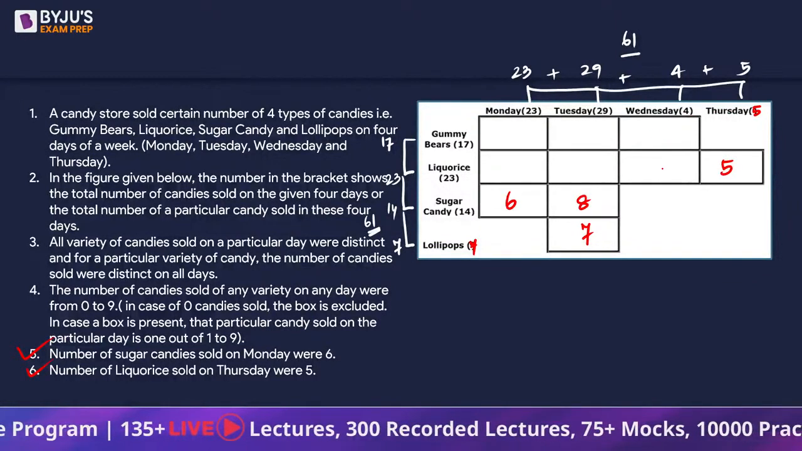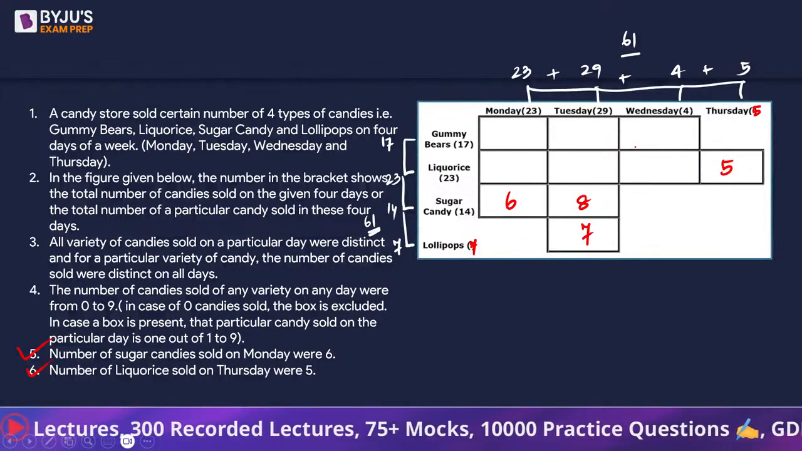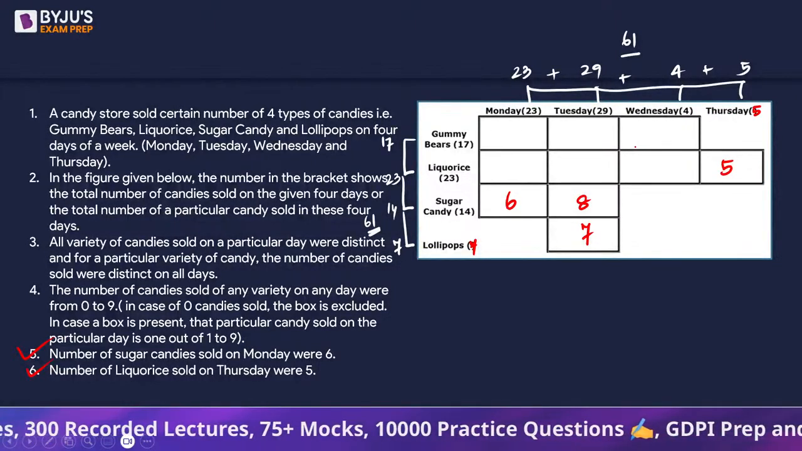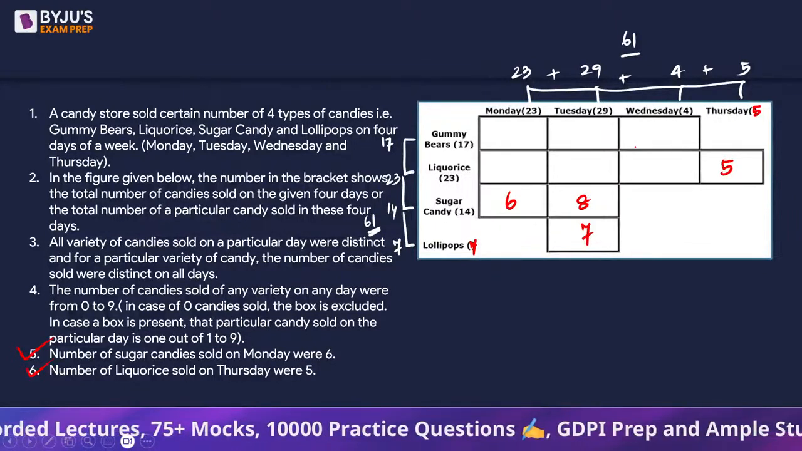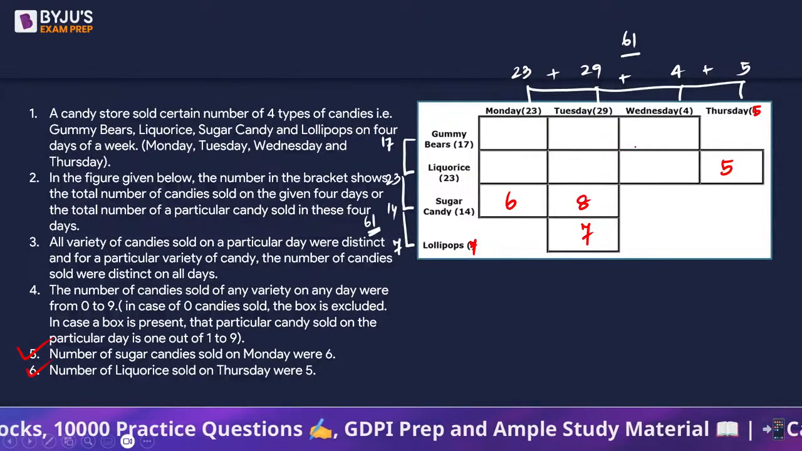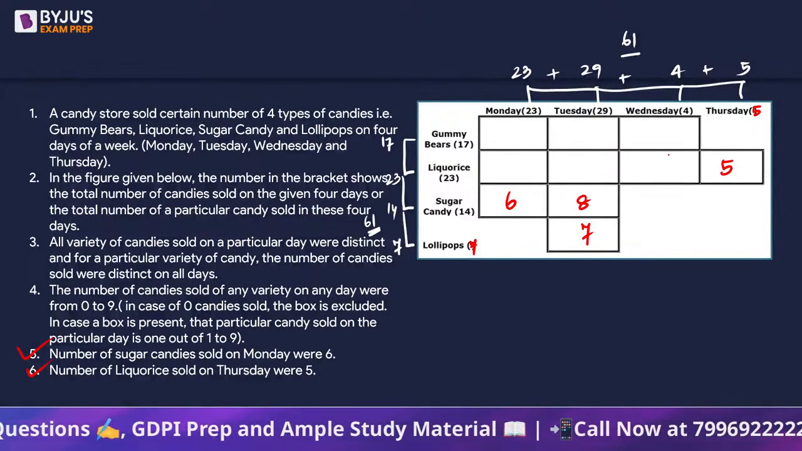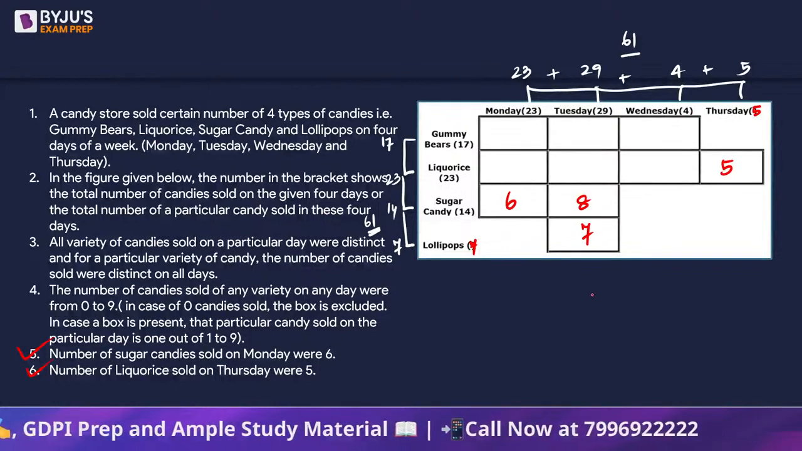So 4 has to be placed. So the possibilities could be a lot, right? Could be a lot, meaning more than one, right? It could be 0, 4 over there. It could be 1, 3. It could be 2, 2. It could be 3, 1, right? It could be 4, 0. So there are 5 cases over here. So starting with the smallest is not possible.